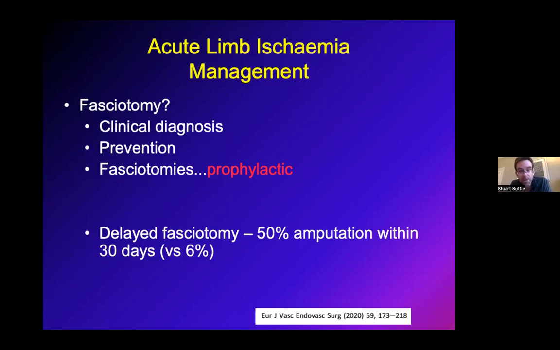Lower limb fasciotomies, most vascular surgery units will do themselves. Upper limb, a lot of units will get plastic surgeons involved because it's not just the arm. You can end up having to do fasciotomies in all the different hand compartments as well. And there's an art to that.